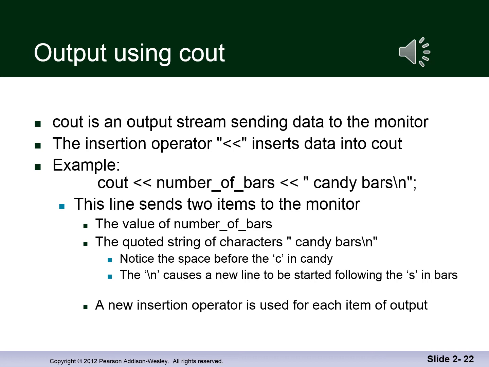Cout, then the insertion operator pointing to the left, then the name of the variable whose value will be output, then another insertion operator, and then the literal, quoted with double quotes, space candy bars. Please note, if we didn't put the space in front of candy bars and the value stored in number of bars was 10, you'd have 10, and then the words candy bars butted up against it with no space.